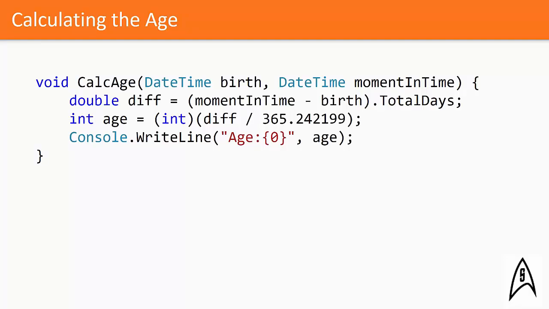A separate interesting topic is the problem of calculating the age of a person. It seems like calculating the age is a trivial thing. However, it's not as simple as it seems. If you Google how to calculate the age of a person in C#, you'll find dozens of answers that provide the following function. You see that function on the slide.